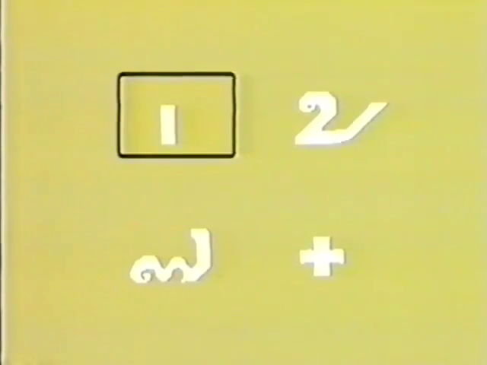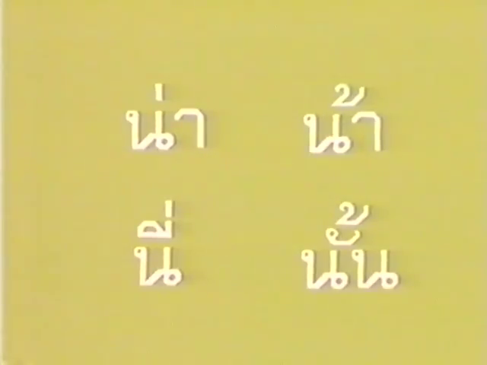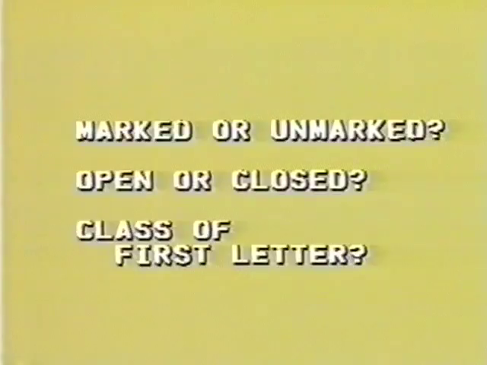There are 2 major tone marks called mai ek and mai tho. In addition, there are 2 less frequent or minor tone marks called mai tri and mai chattawa. Tone marks are written over a consonant and usually slightly to the right. If a word has no tone marker, we call it unmarked.